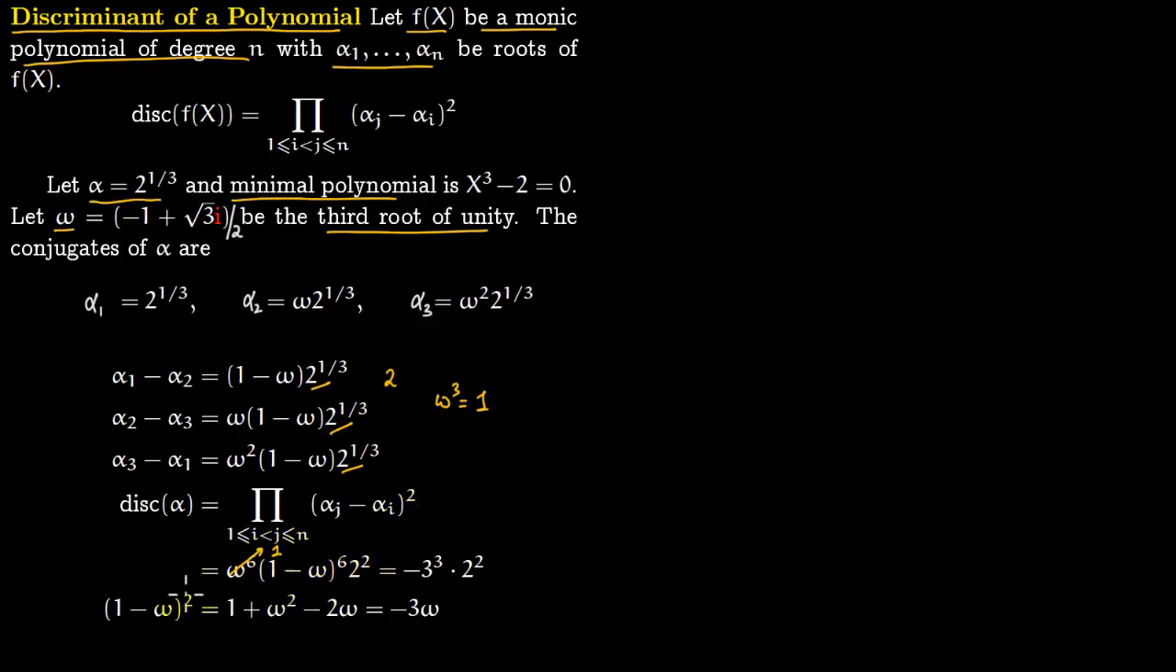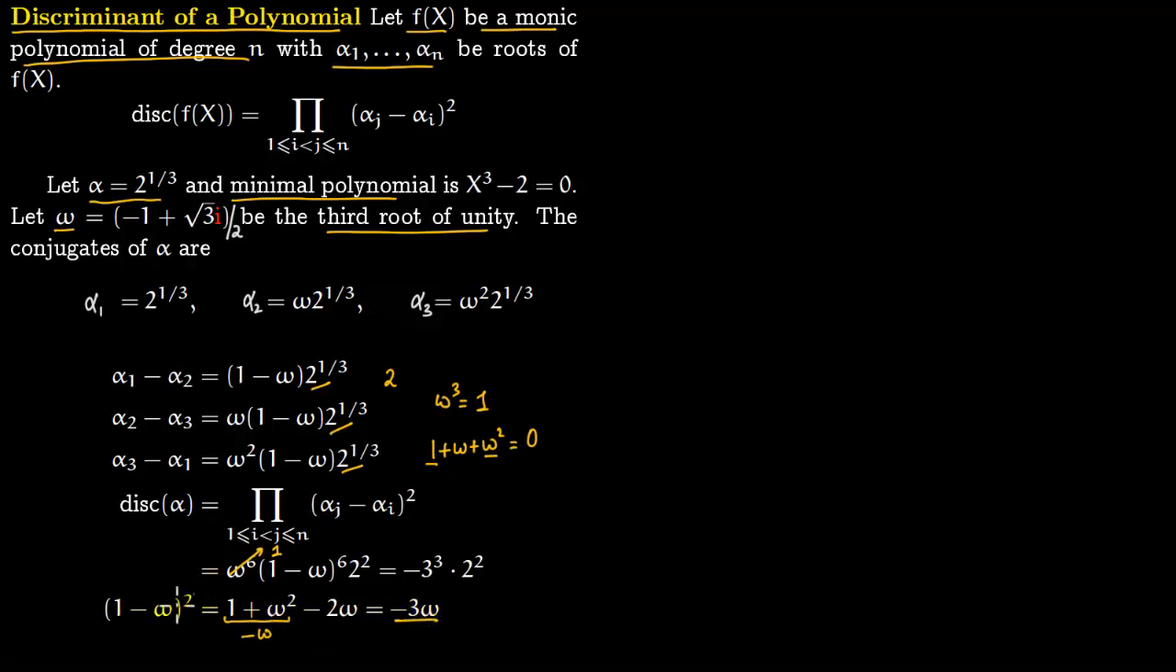To compute this, let us just see (1 minus omega) squared. You expand it, you get 1 plus omega squared minus 2 omega. But recall that 1 plus omega plus omega squared is equal to 0, so 1 plus omega squared is equal to minus omega. So this is equal to minus omega minus 2 omega, so you get minus 3 omega here.